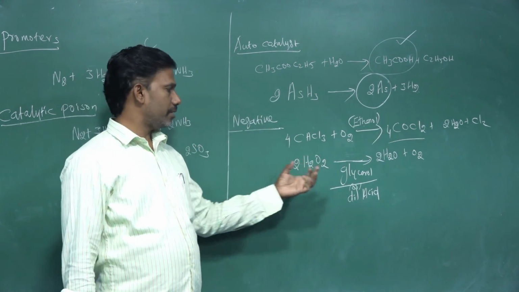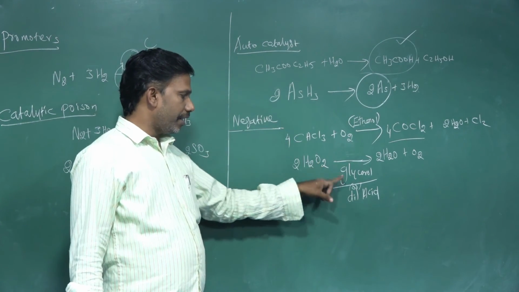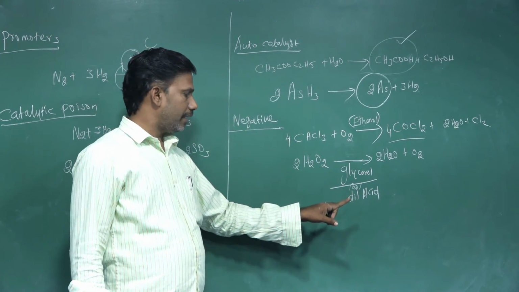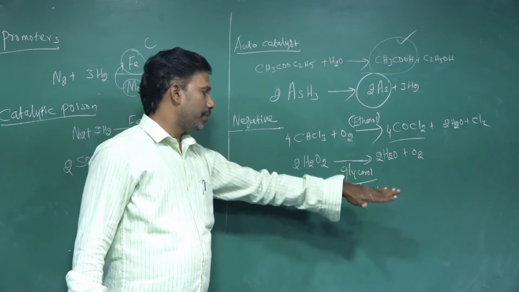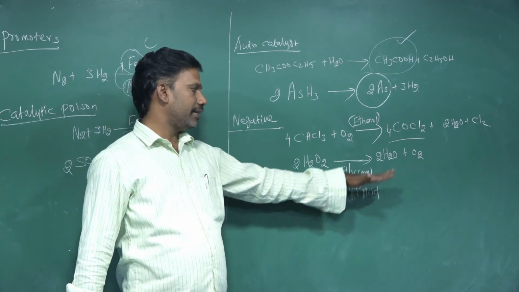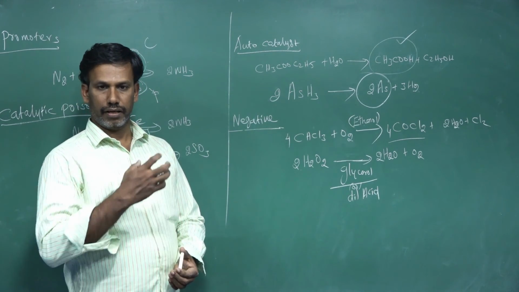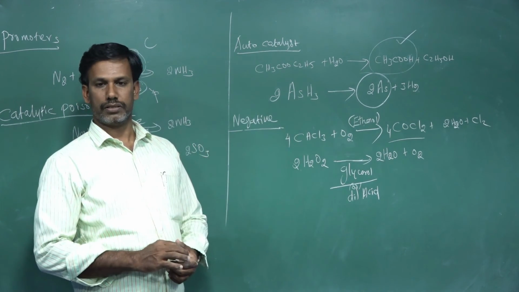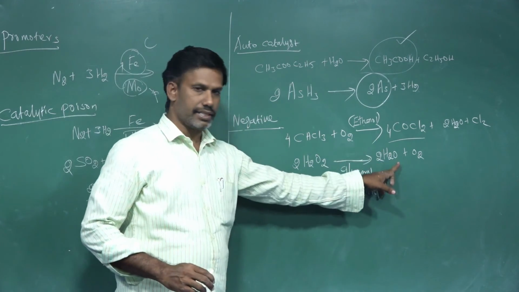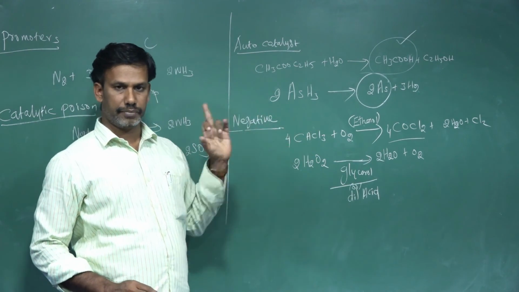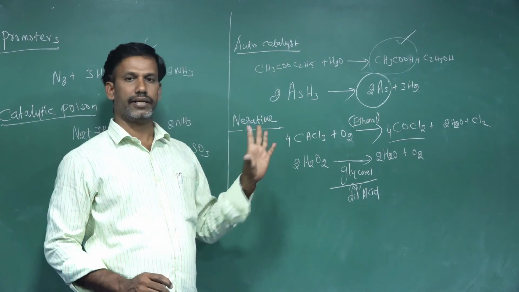More decomposition of hydrogen peroxide will happen. But if you add glycerol or dilute acids in the same process, instead of platinum, the rate of the reaction is retarded. Okay, or the rate becomes a very slow process. So which retards the rate of the reaction? The substance which retards the rate of the reaction is called a negative catalyst. The process is called negative catalysis.